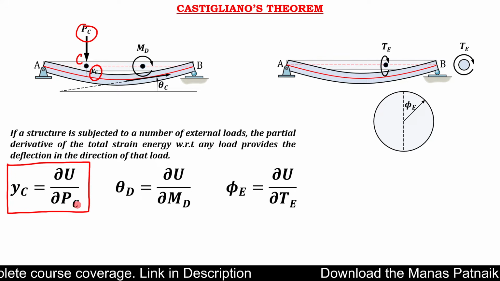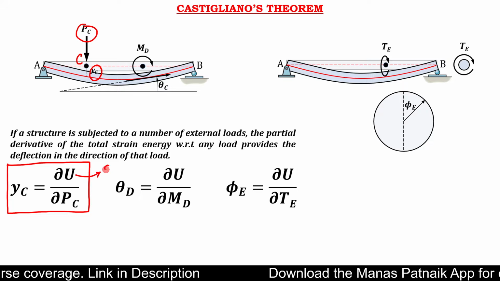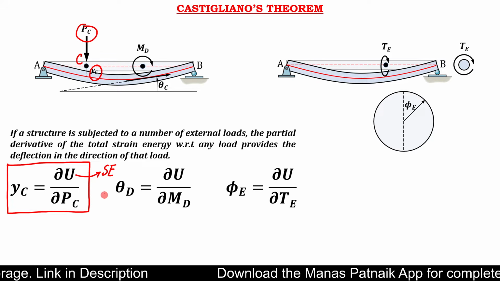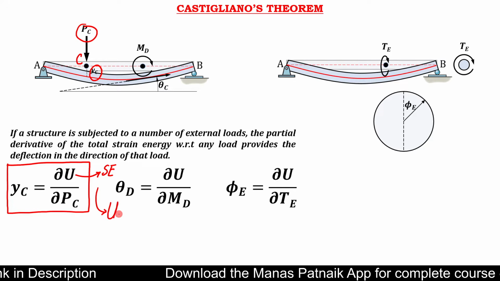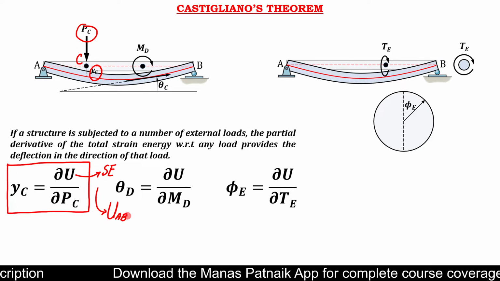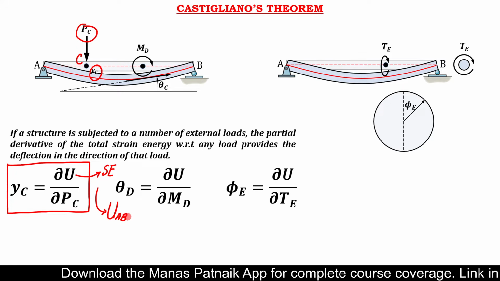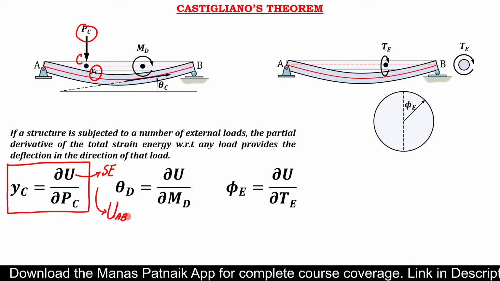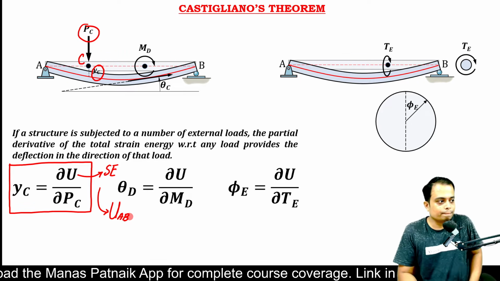Del U over del PC. U represents the strain energy of the entire beam, or you can also say it is going to be equal to UAB. So your first task is to find the strain energy of the beam, and only then will you be able to move forward.